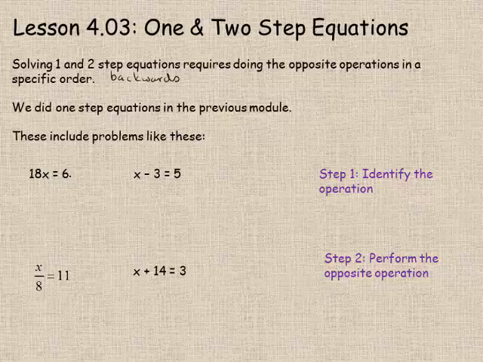So here I had 18 times x is equal to 6. So I divide both sides by 18. 6 does not divide by 18, but we can reduce this to a fraction of 1/3. Here I have x minus 3, so the opposite operation is addition. So I add 3 to both sides, and I get x equals 8. Don't forget to always perform the operations on both sides of the equal.